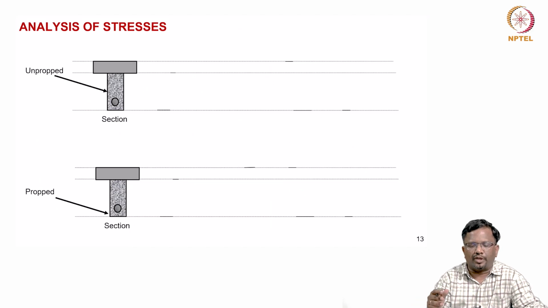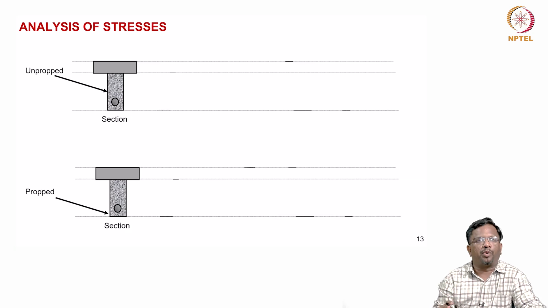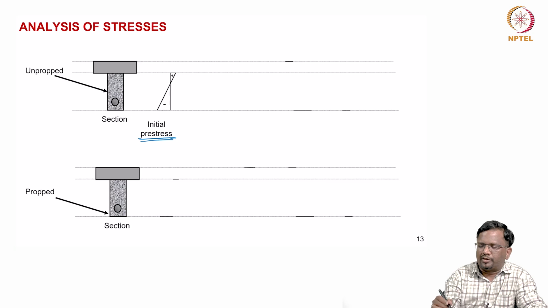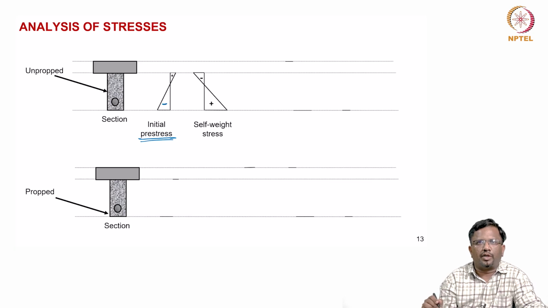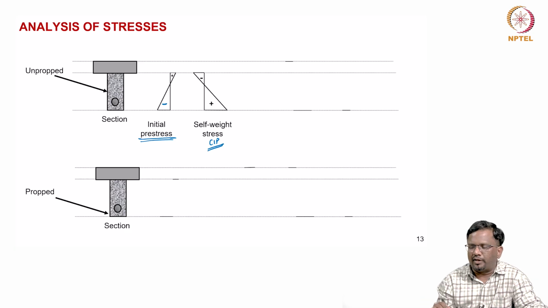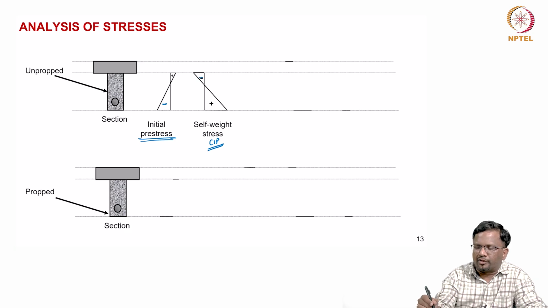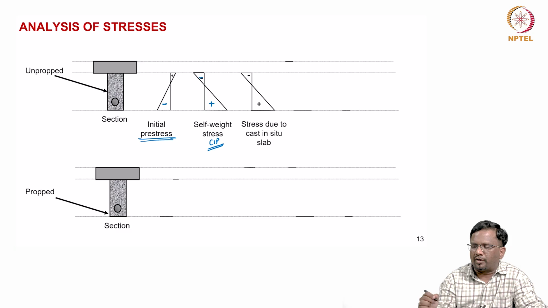Okay, now let's look again at unpropped and propped. For example, the first thing is, due to the initial pre-stress, the bottom will be in compression and the top will be in tension, right. Then the self-weight stress because of the cast in place concrete, when it is added, again you will have compression at the top and tension at the bottom.